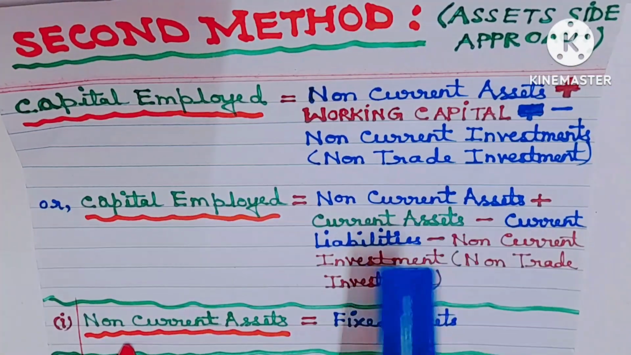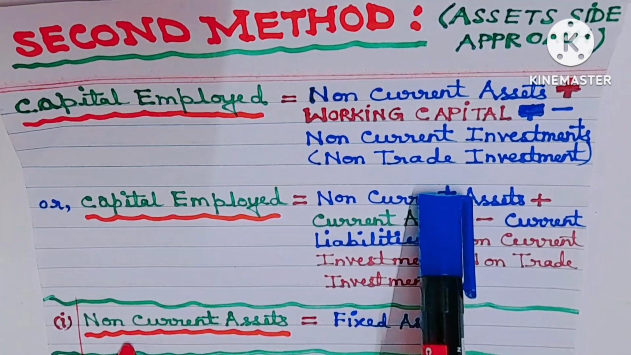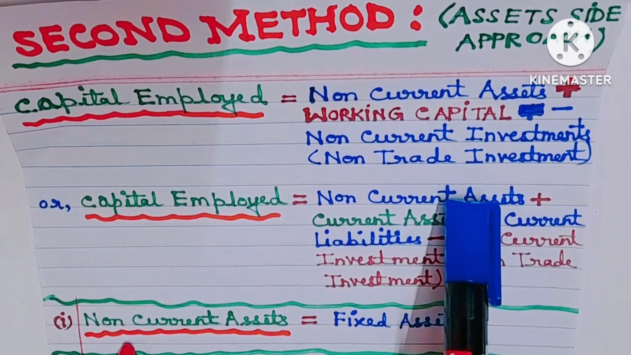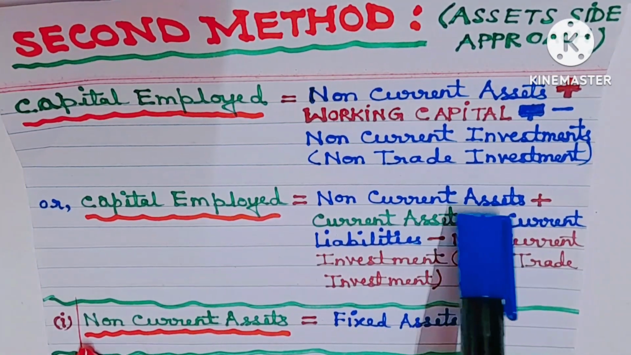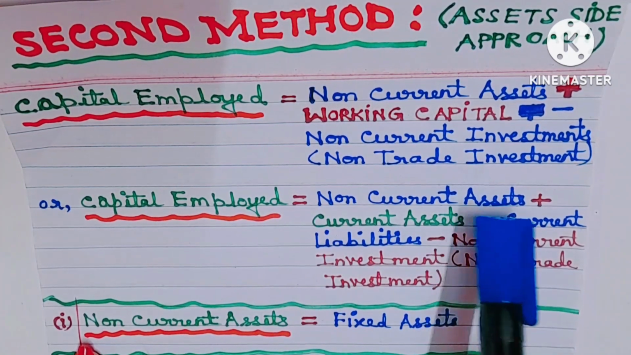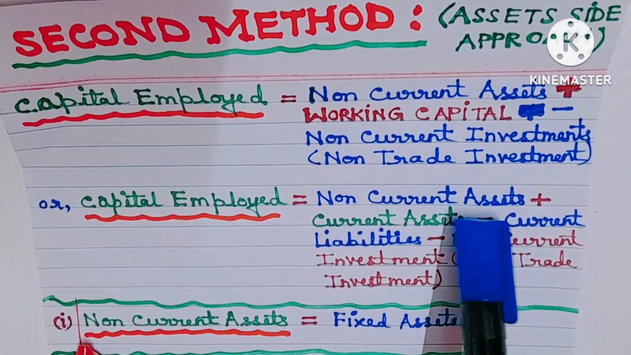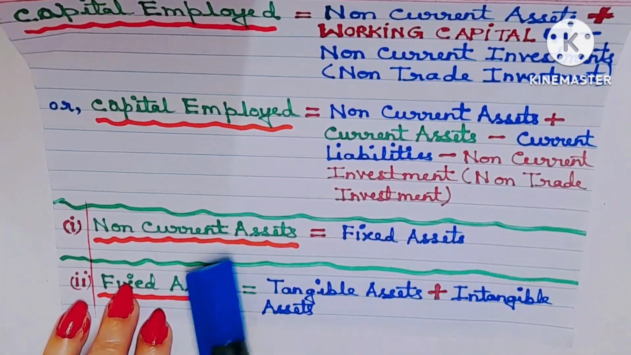What is non-current assets? Non-current assets are long-term investments that companies can use for a year or more. Companies cannot easily convert these assets into cash, but they are valuable for their contribution to long-term strategic growth and future financial development. Non-current assets are fixed assets. Okay? Non-current assets is equal to fixed assets.